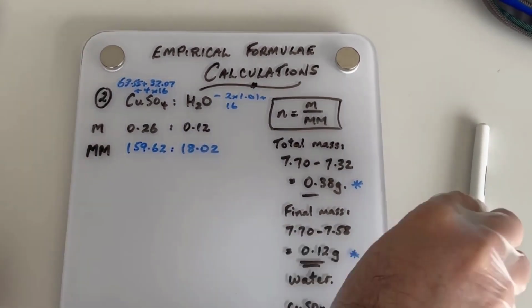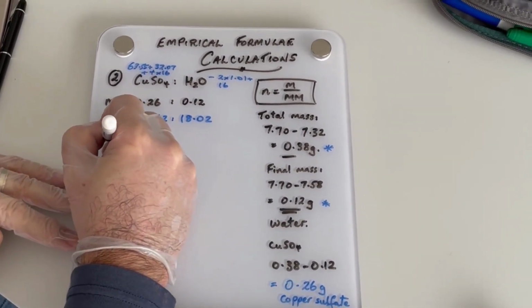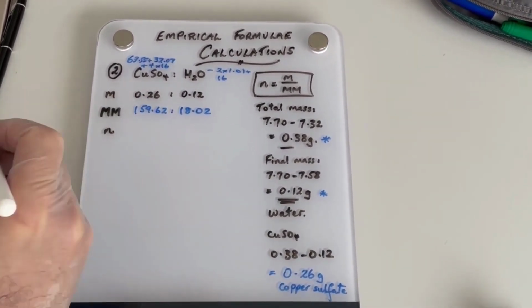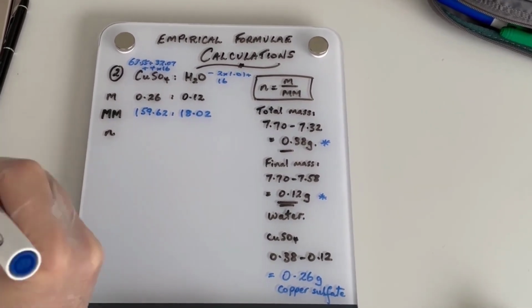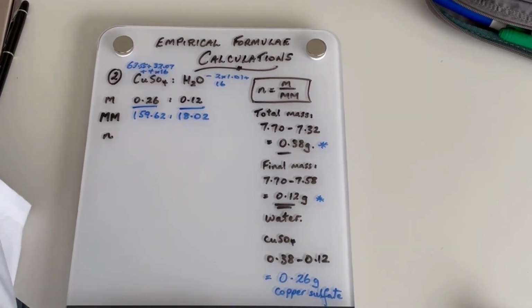As we did previously, what we need to do if we're working an empirical formula out is calculate the number of moles, which means we need to divide the mass by the molar mass in each of these cases. So let's do that.